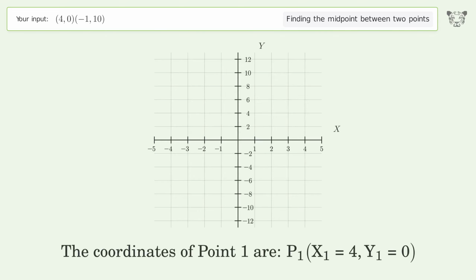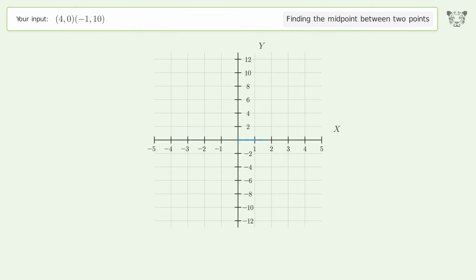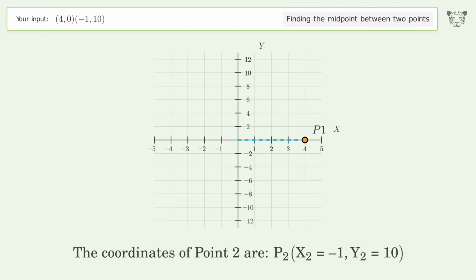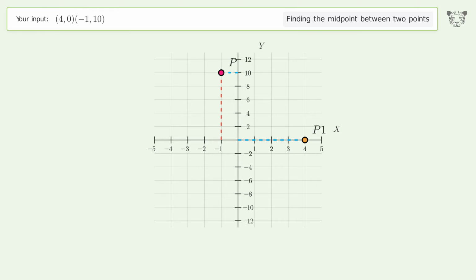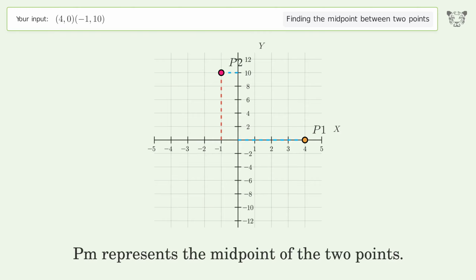The coordinates of point 1 are x1 equals 4, y1 equals 0. The coordinates of point 2 are x2 equals -1, y2 equals 10. PM represents the midpoint of the 2 points.